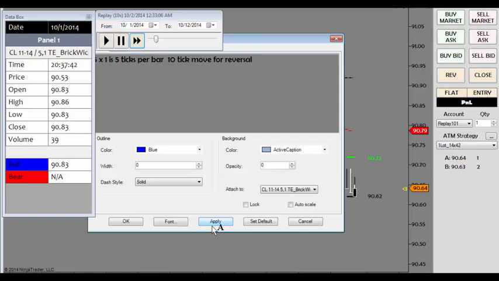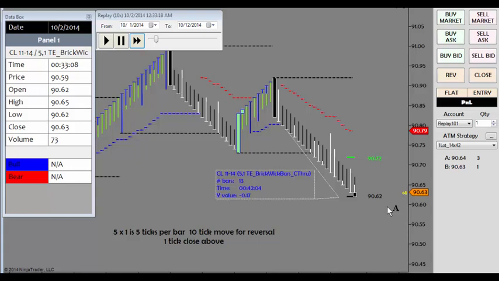One tick above that will print a different color bar in either direction. So you'll note that right here, 90.62 is the low, 90.72 is the high. So there's our 10 ticks. If we get a close one tick above here or at 90.73, then we'll switch back and we'll get a green candle.